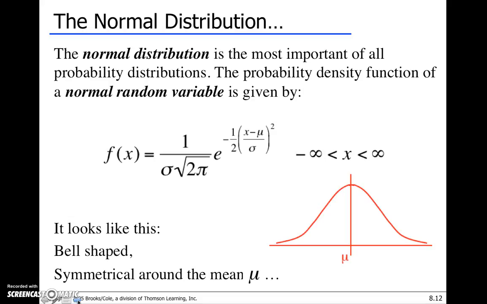Now we look at the normal distribution. The normal distribution is the most important of all probability distributions. The probability density function of a normal random variable is given by f of x equals this formula, which looks a little ominous at this stage, and our distribution is shown here. You can see it's symmetric. The range is between minus infinity and plus infinity. And this is bell-shaped. It's symmetric with respect to the mean.